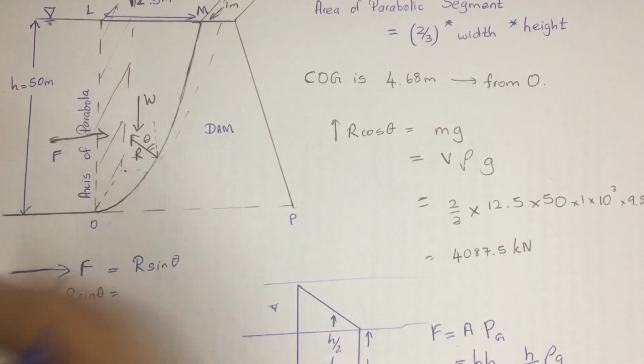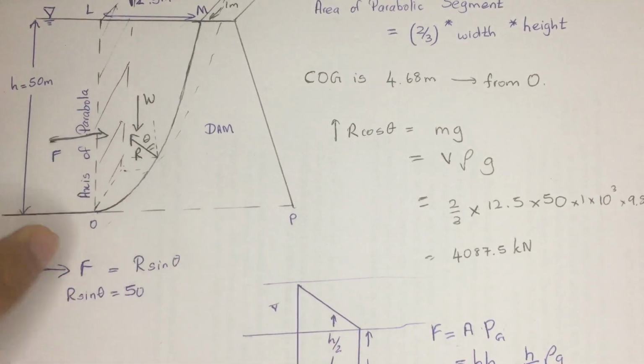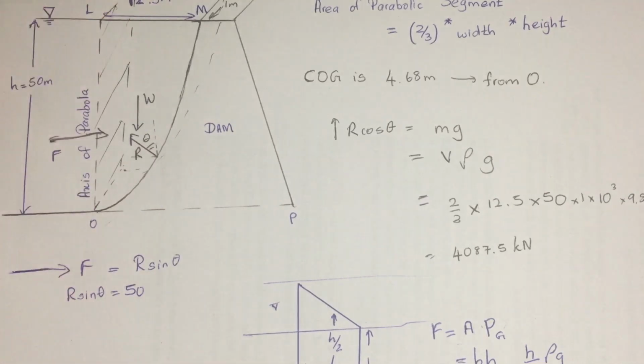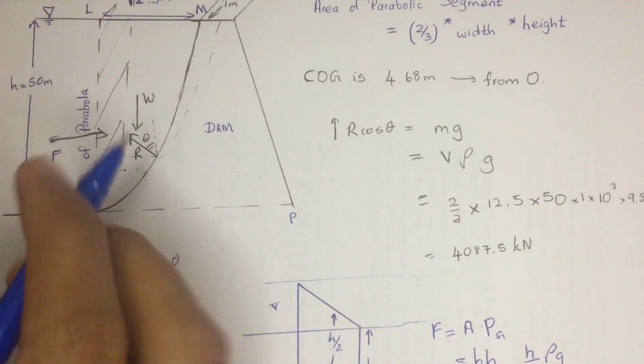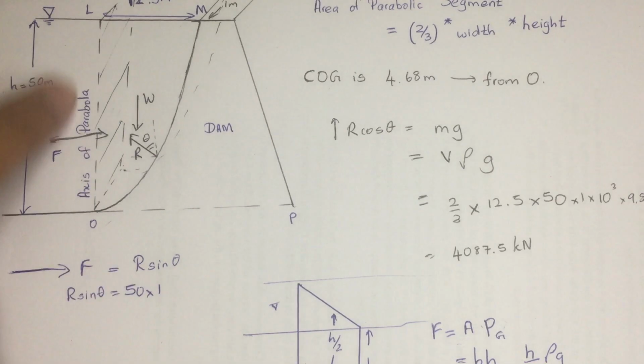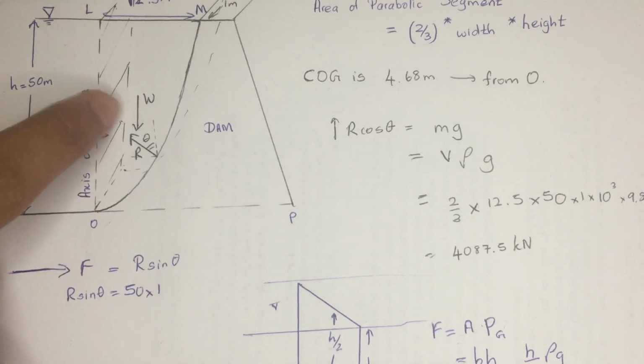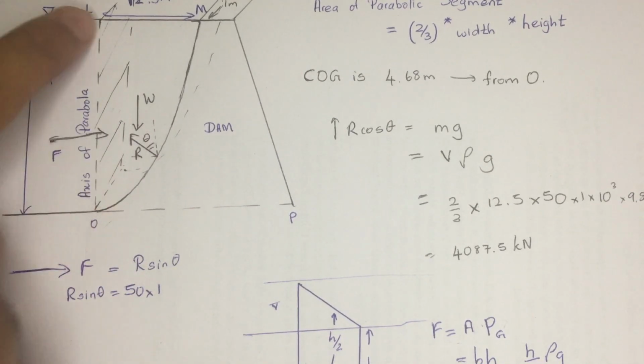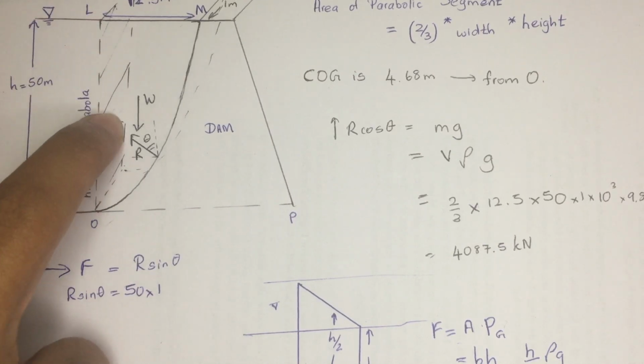Actually we knew the height of this is going to be 50 and the width is 1 meter. We have already taken it like that. So 50 into 1, and the center of gravity of that rectangle is where the pressure acts. It lies on the center. If the height is 50, it's going to be 25.